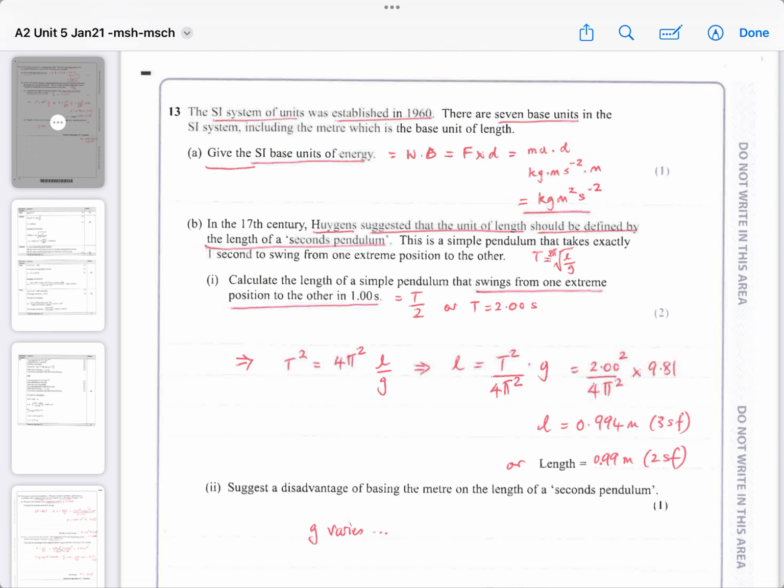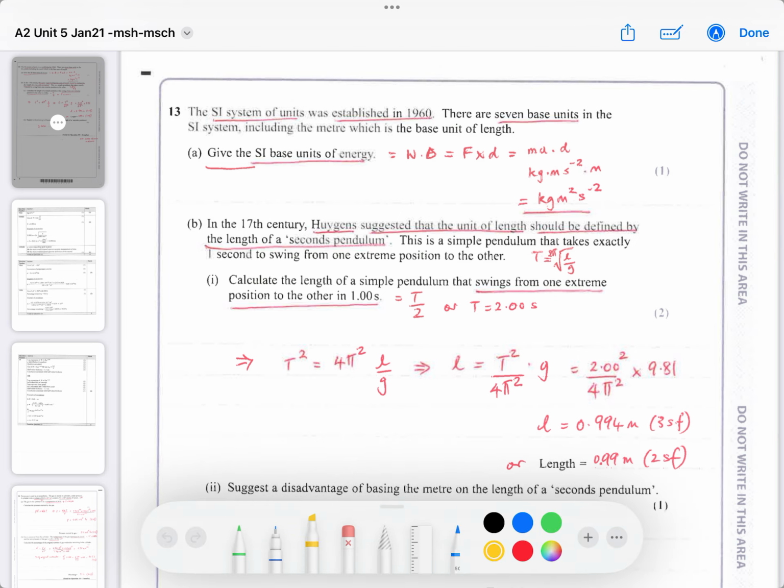Okay, question 13 starts with units, SI units. So let's have a look and see what we need to do. The SI system of units stands for Système International. It was established in 1960. It is headquartered in Paris. This is why, instead of saying International System of Units, they say Système International. And there are 7 base units in the system, including the meter, which is the base unit for length. So you already know this if you've done the introduction to physics.